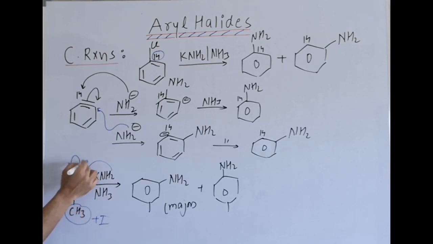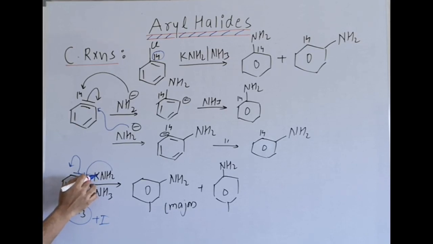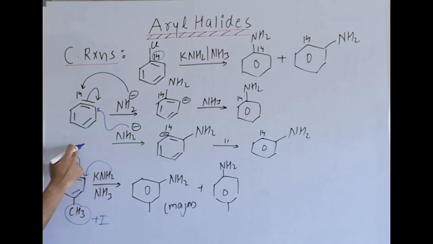Minor possibility: the electron shifts there, right? Electron shifts there, minus charge on the meta position, and the opposite attack of NH2 minus gives the para product. But here the minus charge will get more plus I effect, so it is more destabilized. Therefore, in that case, major will be the meta product and minor will be the para product.